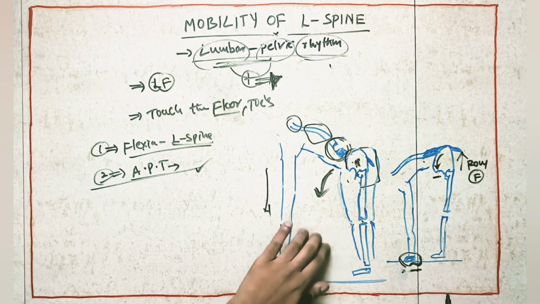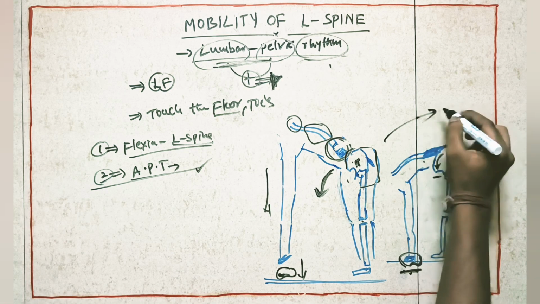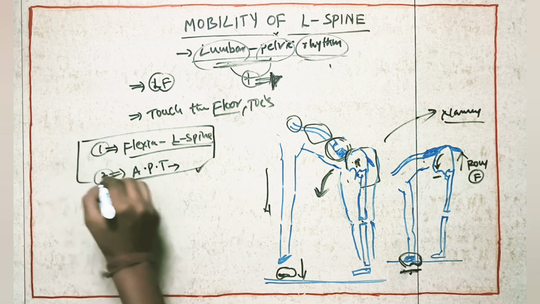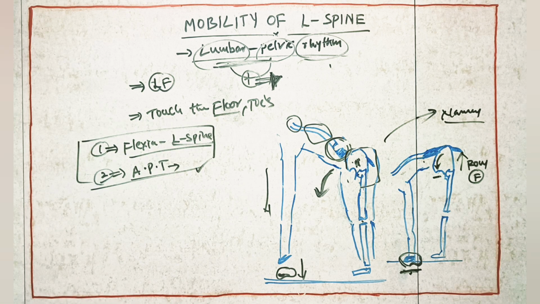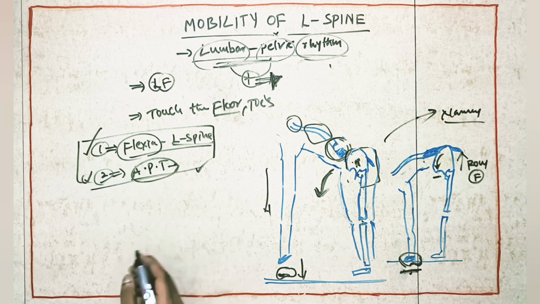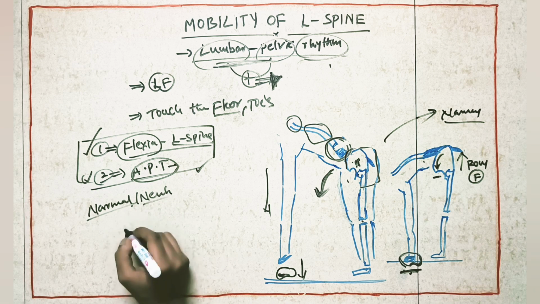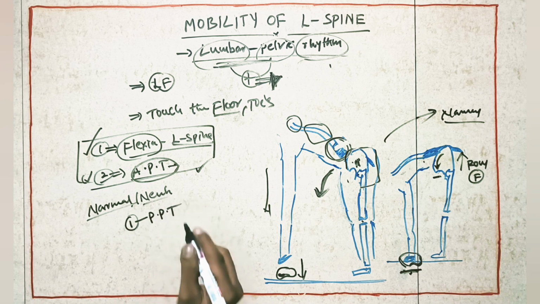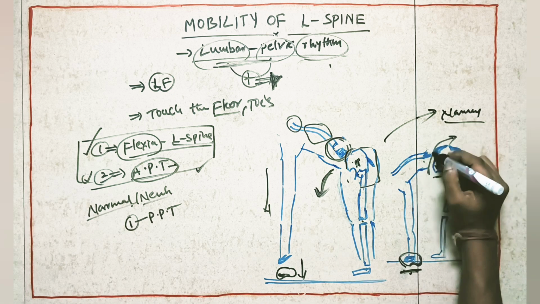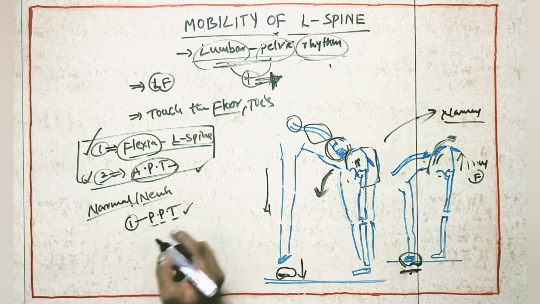Now if you see, when the person is coming back to normal position after touching the floor, what will happen here? In the first case, the patient is touching the floor. When touching the floor, the first movement is flexion of the spine, the second movement is anterior pelvic tilt. When the patient is coming to normal or neutral position, what will happen? The first movement, posterior pelvic tilt, will happen. Here the pelvis already came in this direction. If he needs the normal position, the pelvis has to move backward like this. That is posterior pelvic tilt.